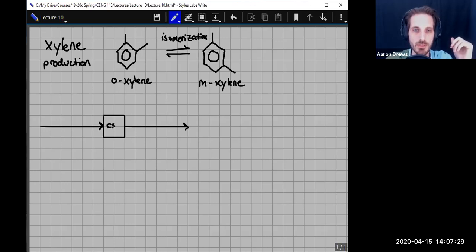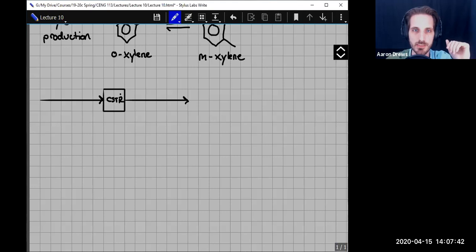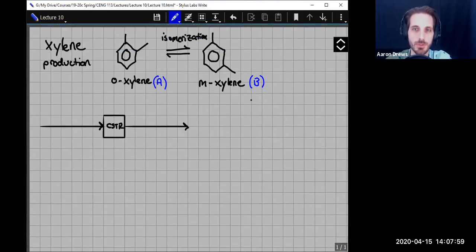We would have our typical CSTR that we're pretty much always going to draw as a box. And so the feed going into our CSTR, actually, let's write our reaction over here. We're going to call orthoxylene A, and we're going to call metaxylene B. It's usually just faster to abbreviate things as A and B. Sure, I can scroll up a little bit. And so our general reaction will be the reversible reaction of A goes to B.